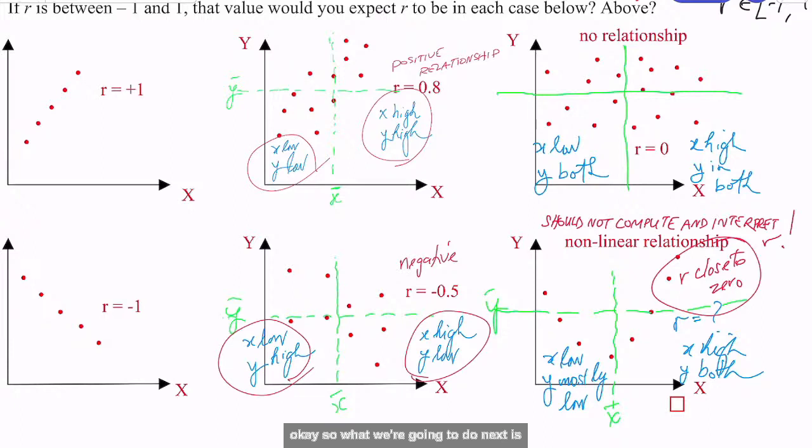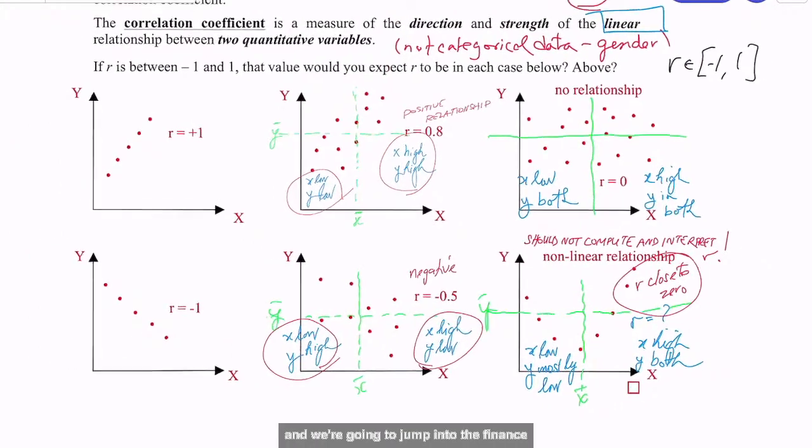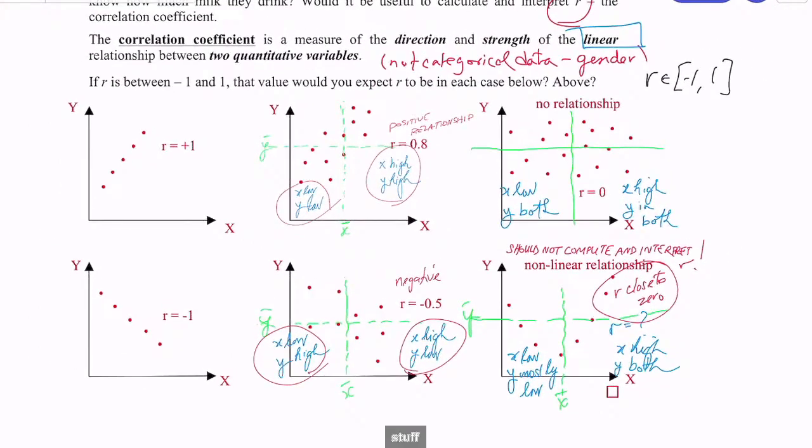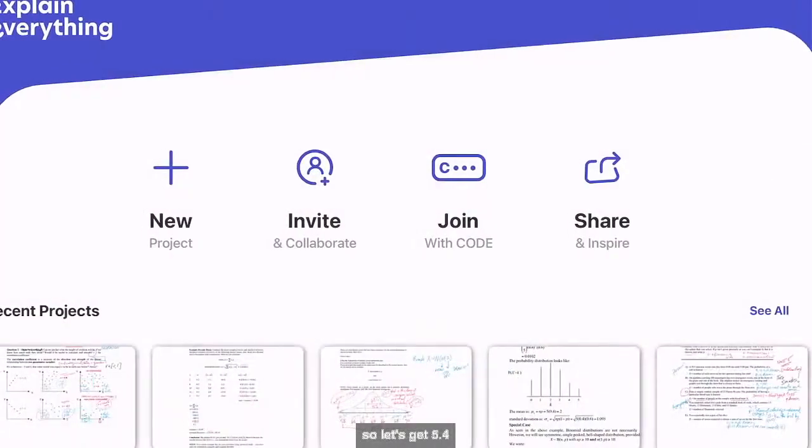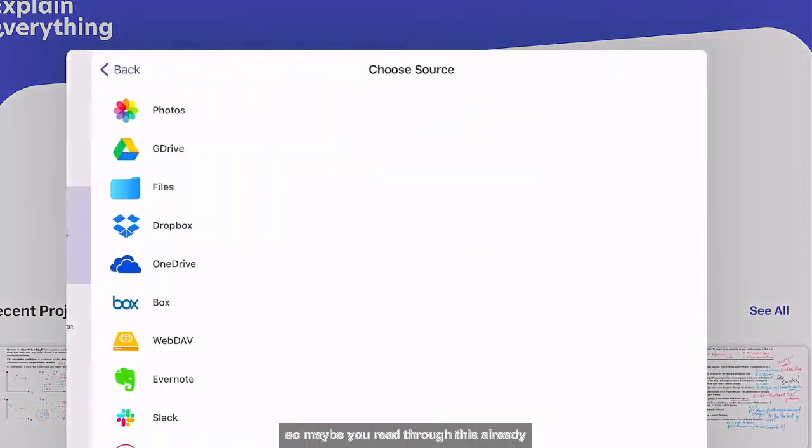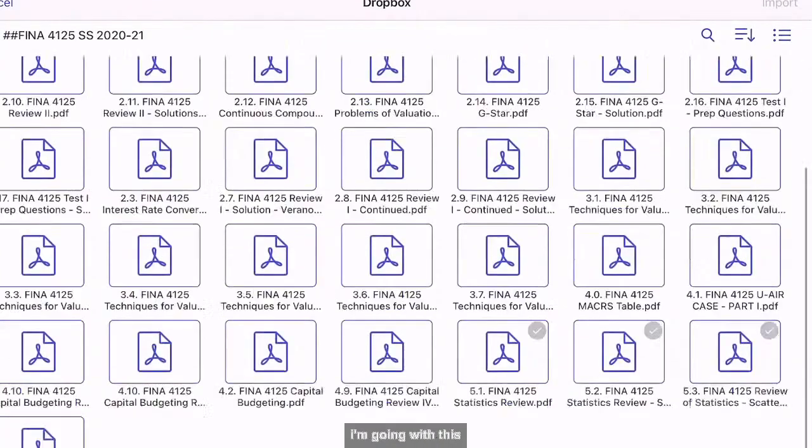Okay, so what we're going to do next is calculate R. And we're going to do that with finance data, okay? I'm going to talk about the formula of R. And nobody's making any comments. You guys good? And we're going to jump into the finance stuff. So let's get 5.4. So maybe you read through this already, but it's really important to see where I'm going with this.